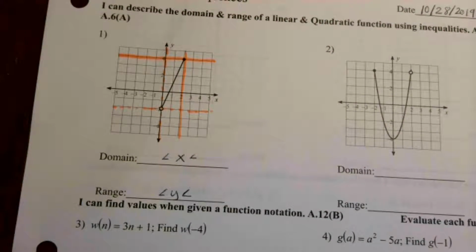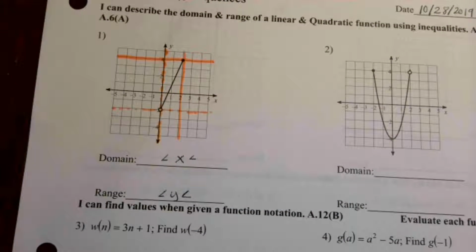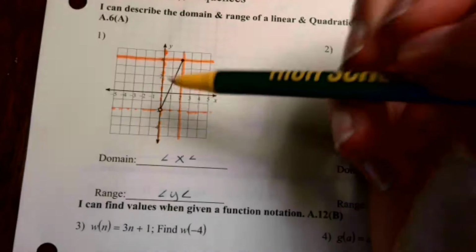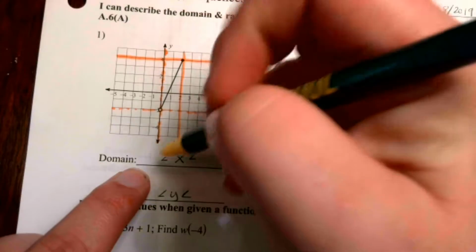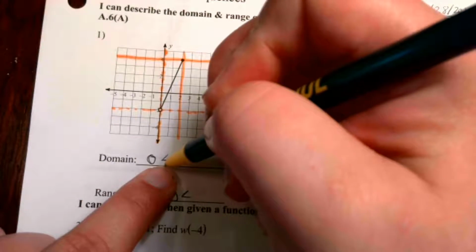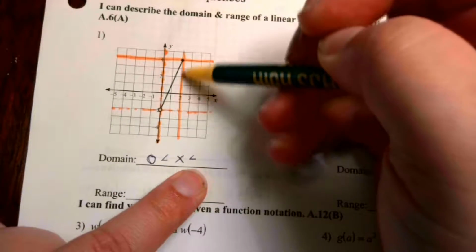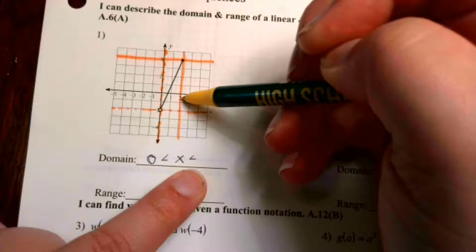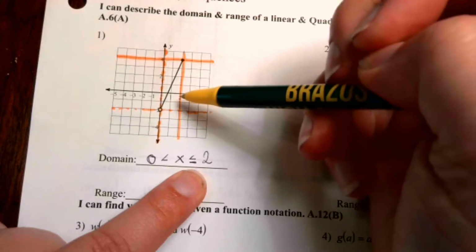But it should be touching on all sides. So from the left side, we're at x equals 0. So 0 goes there. We do not underline because it's an open circle. And on the right side, we're at 2. And we do underline because it's a closed circle.